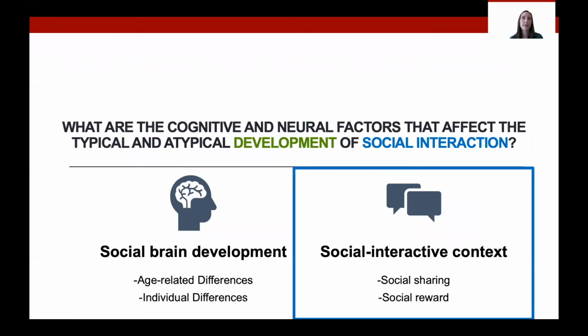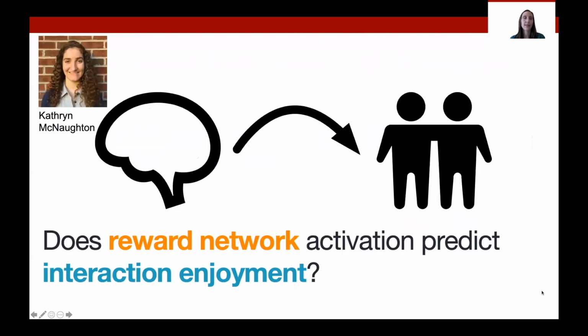So I showed that sharing with others can affect how emotional stimuli are processed, and individual differences in reward may contribute to that. So I want to close on a study that's investigating whether individual differences in neural sensitivity to social reward can predict social behavior in a real-world peer interaction. And this is work led by my graduate student, Catherine McNaughton. And she asked whether or not reward network activation can predict interaction enjoyment, that is, interaction enjoyment between two peers in a real-world social interaction.